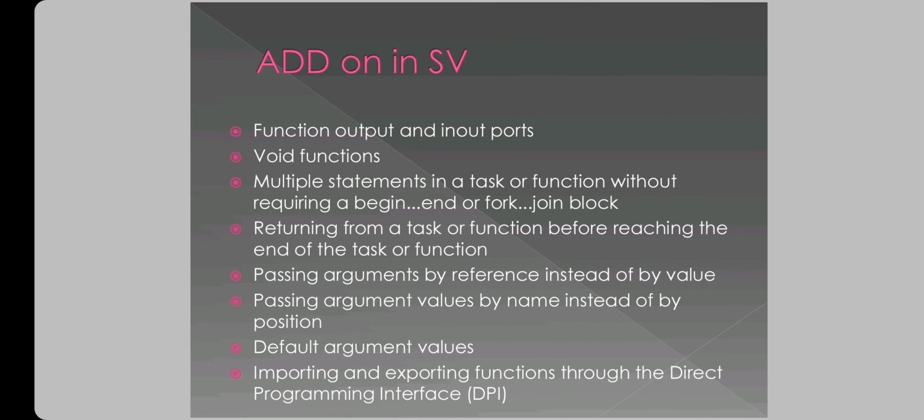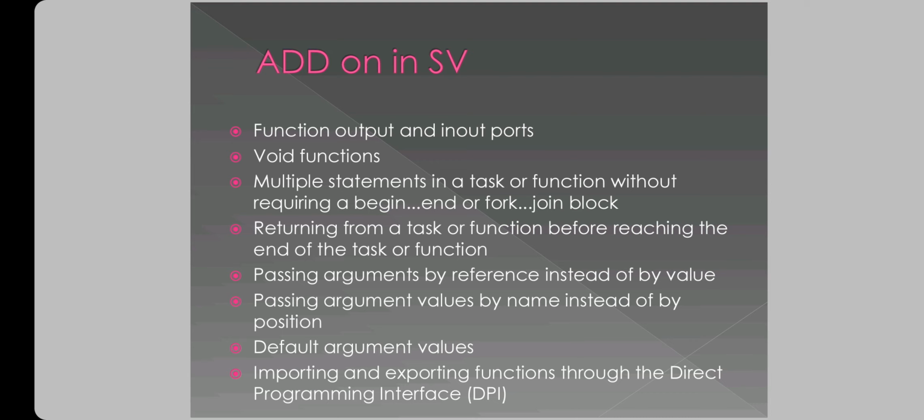Coming to the add-ons in SV, function output and inout ports are applicable in SV, along with void functions and multiple statements in a task or a function without requiring a begin end or a fork join block. In Verilog, whenever we write a function or a task, we used to write it in a begin end, which is a procedural block. But coming to SV, you don't need to provide any begin end inside a function or a task, because as soon as you declare a task or a function, they're already procedural, so you don't need to declare it again.